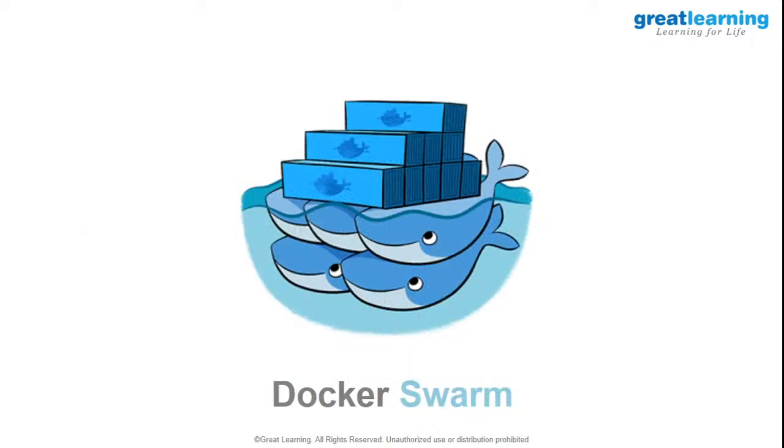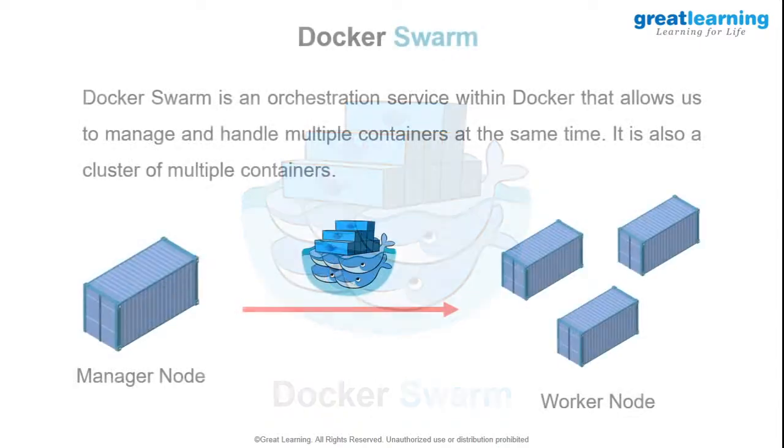All right, so now let's move ahead to talk about Docker Swarm. Docker Swarm is an orchestration tool. So it's basically everything I just talked about, what an orchestrator does. Docker Swarm is an orchestration service within Docker that allows us to manage and handle multiple containers at the same time.